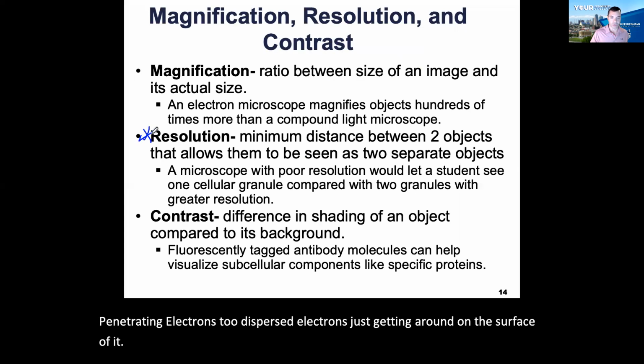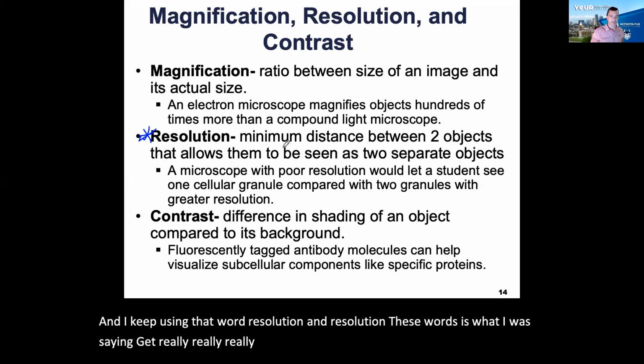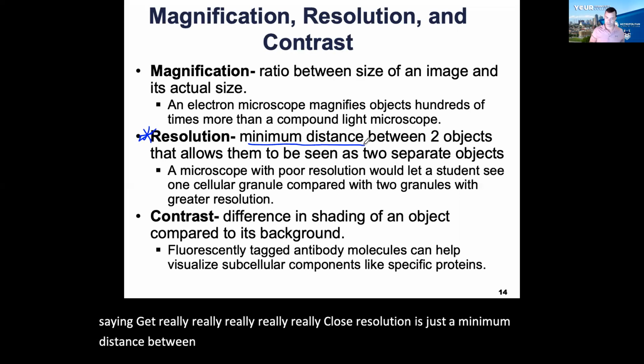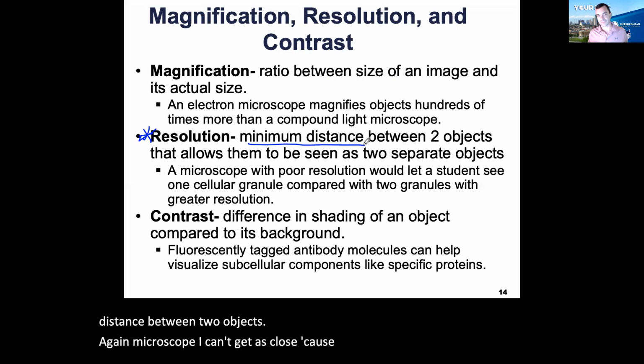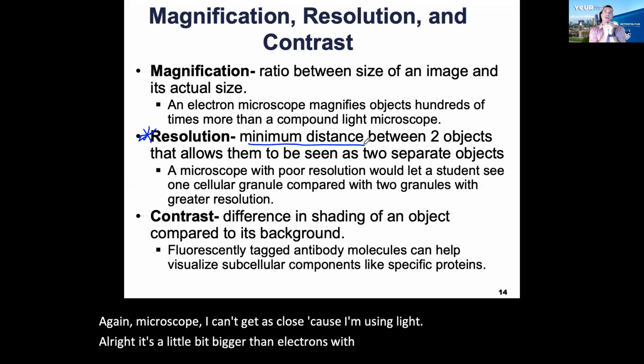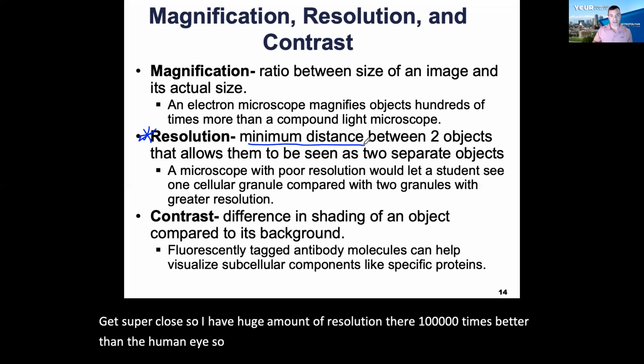And I keep using that word resolution, okay? Resolution is just the minimum distance between two objects, okay? Again, with a light microscope, I can't get as close because I'm using light, all right? It's a little bit bigger than electrons. With electrons, I get super close, so I have a huge amount of resolution there, okay? 100,000 times better than the human eye. So I'm able to get really close and I can see in a lot of fantastic detail.